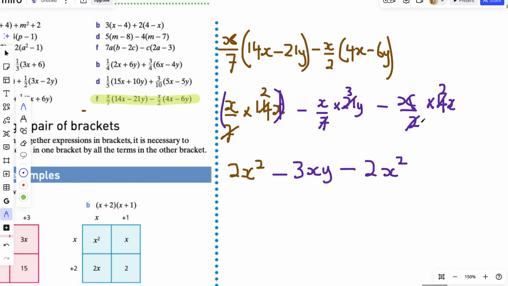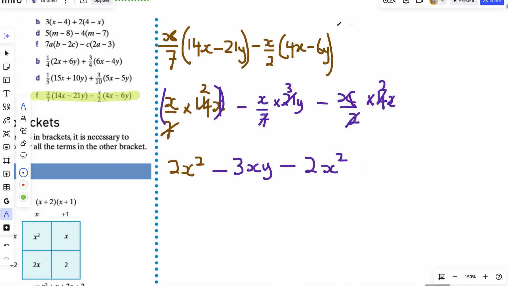Now we go to the last but not the least segment of it. You don't forget this minus. You're going to say minus x over 2 times minus 6y. You're going to do this one. And minus times minus will become plus, because when you multiply negative by negative, it will become plus. Each of these small segments, you can put a bracket.